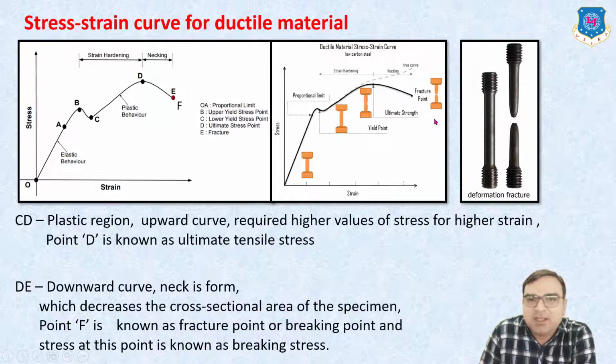Here you can see at this portion our specimen cross section area at the center is decreasing. So point F is known as the fracture point or breaking point. This point is the fracture point, and the stress at this point is known as the breaking stress.